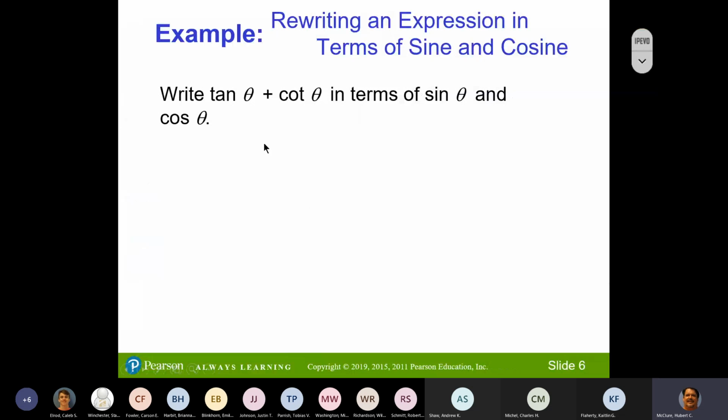Okay, write tan or cotan in terms of sine and cosine. So I'm going to write this down. Write tan of theta plus cotan of theta. And they want it in terms of sine and cosine. Well, that's the rule. Try to write everything in terms of sine and cosine. Well, I know that tan is equal to sine over cosine.